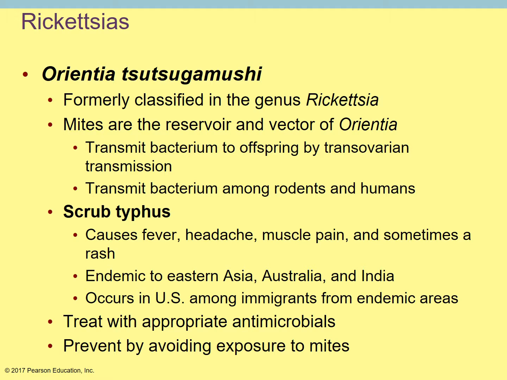It can cause scrub typhus, which here again you're going to have fever, headache, and muscle pain. Sometimes you'll have a rash. This is endemic to Eastern Asia, Australia, and India. You can treat it with antibiotics. Once again, if you can break that transmission, break the link with that vector, then you can prevent ever being exposed to the bacteria.